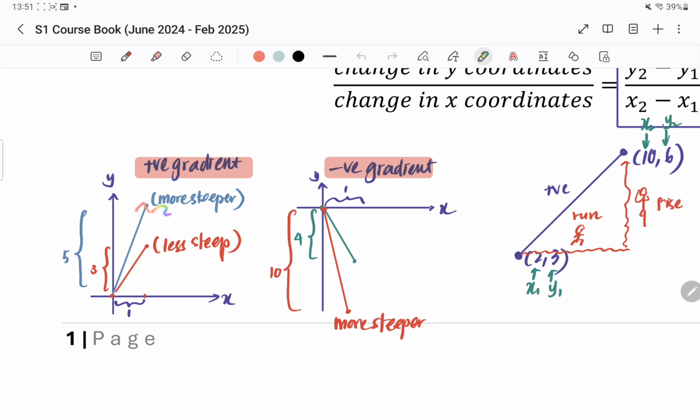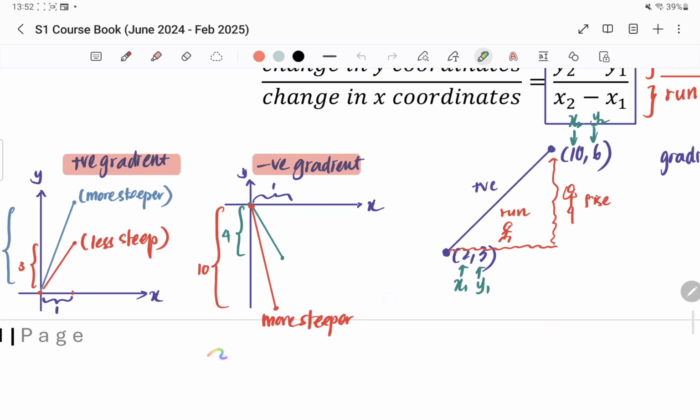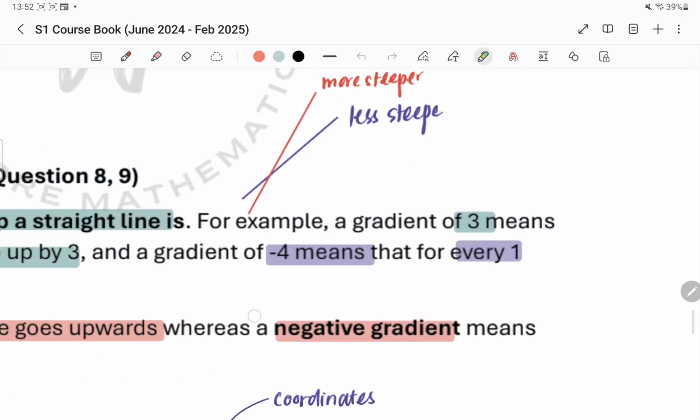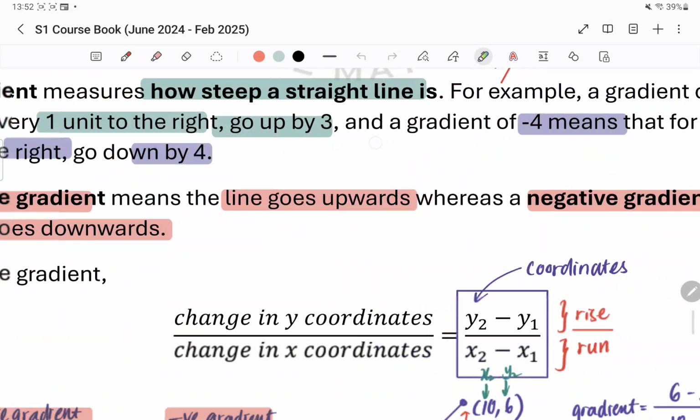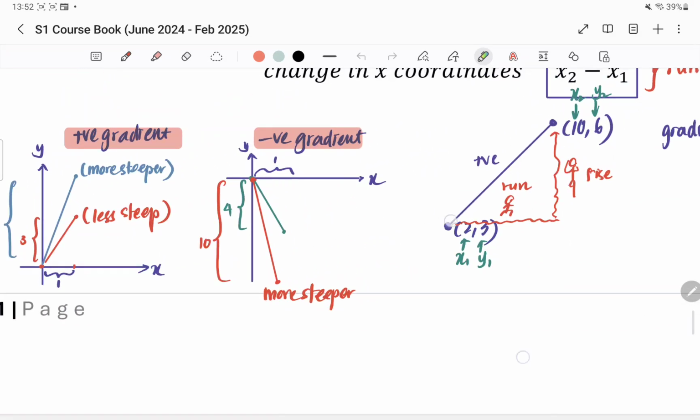But do you realize that the lines are going upwards? If it's going upward, it is a positive gradient, which means that there is no negative sign in front of the number. But if today you have a negative gradient, based on the example I've given you here, 3 and -4, what does this mean? If you have a negative gradient, the line is going downwards.